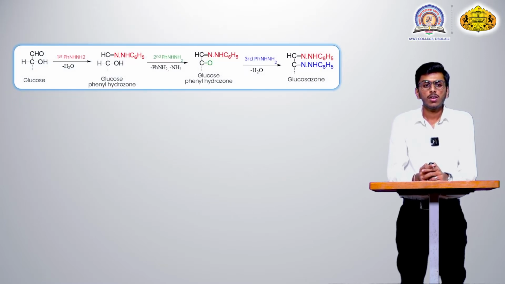We can see that glucose reacts with the first mole to give phenylhydrazone. The second mole of phenylhydrazine oxidizes the carbon OH to a carbonyl group, and lastly, on reaction with the third phenylhydrazine, it gives us glucosazone as the final product.